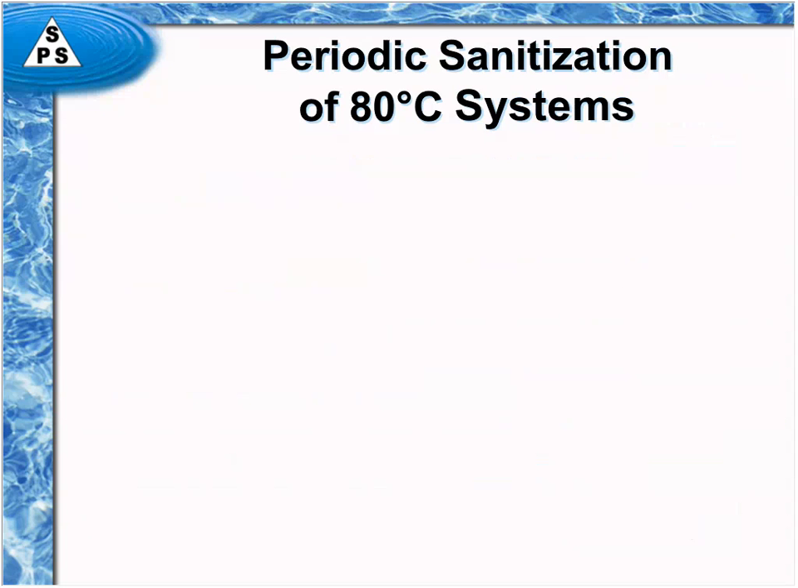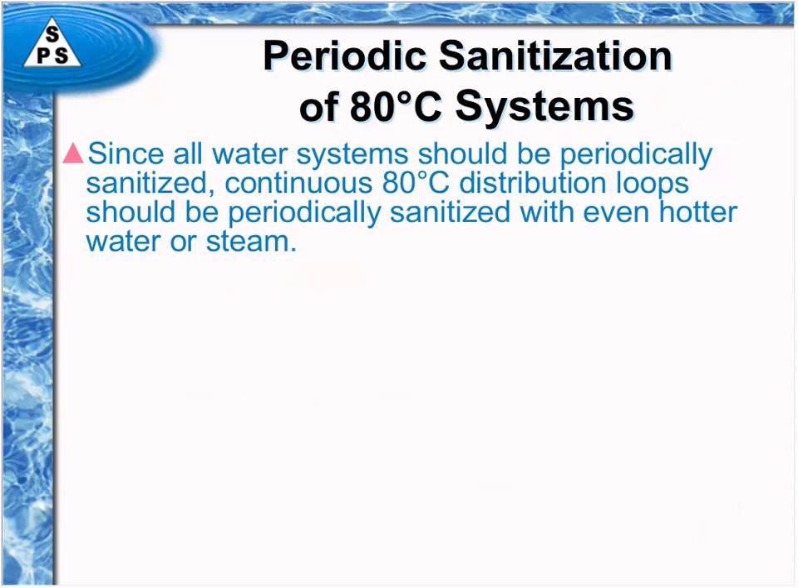Okay, let's look at periodic sanitization of 80-degree C systems. Now, believe it or not, there is this perception that no matter what the system operates at, it needs to be periodically sanitized. And this includes 80-degree systems. And so here's the myth, that since all water systems should be periodically sanitized, continuous 80 degree C distribution loops should be periodically sanitized with even hotter water or steam. Now you can imagine, that's wrong, absolutely wrong.